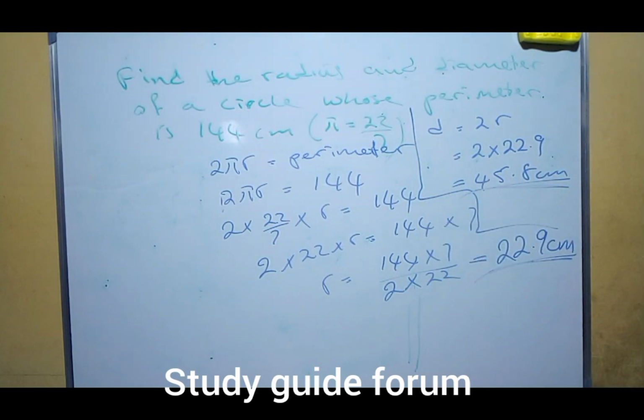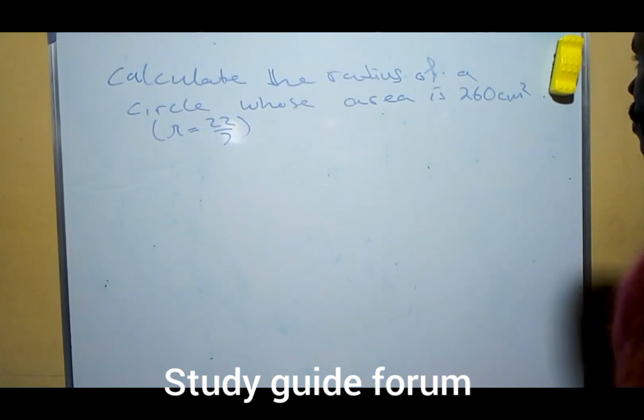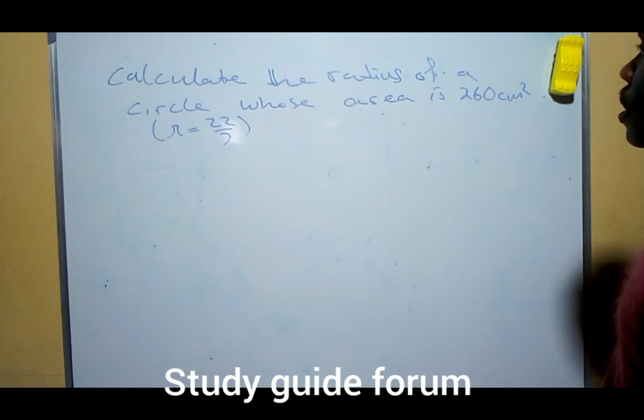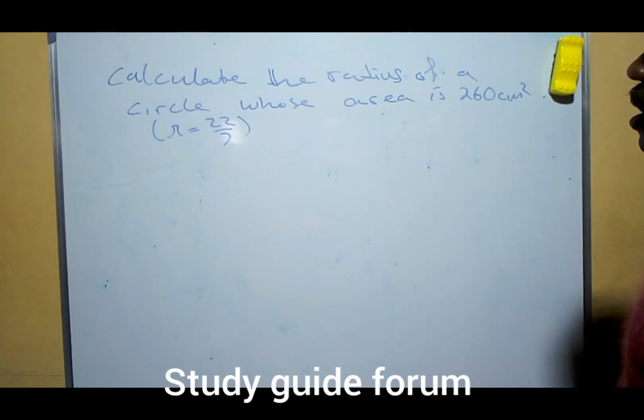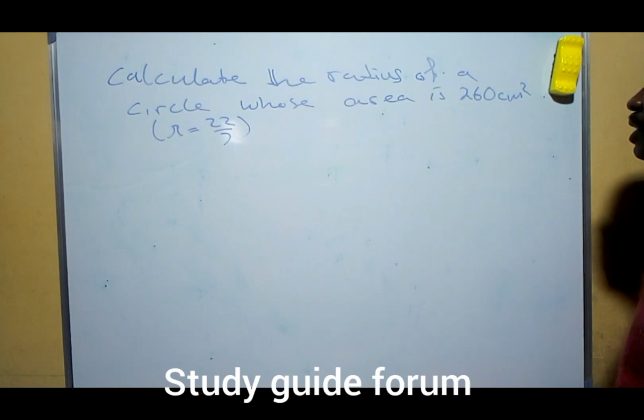Alright, thank you so much. Now we're going to be looking at another question in regards to what you have solved so far. So the next question says, calculate the radius of a circle whose area is 260 cm squared.